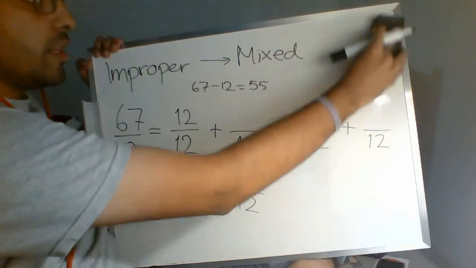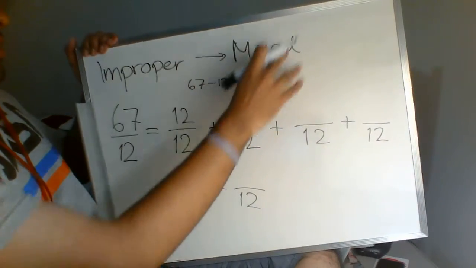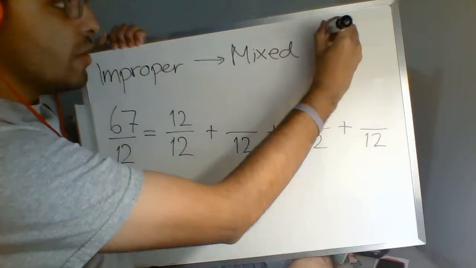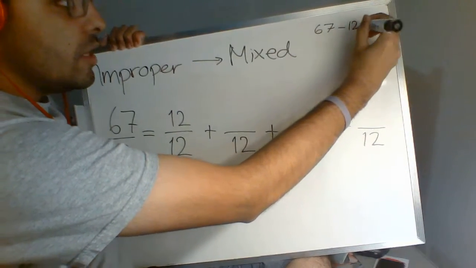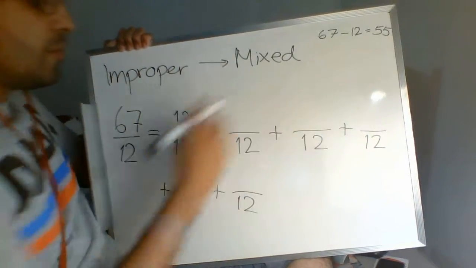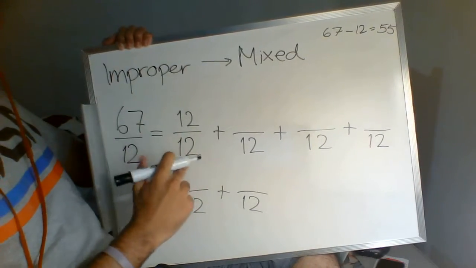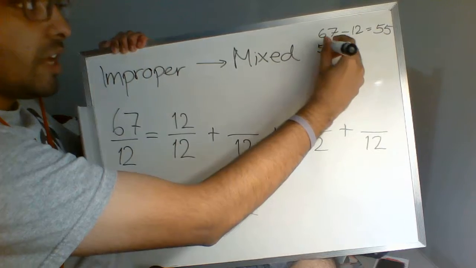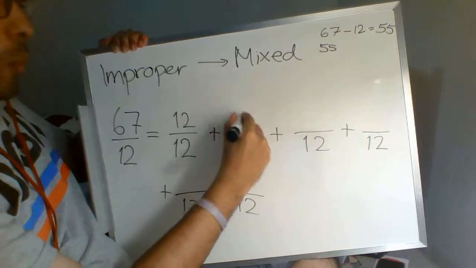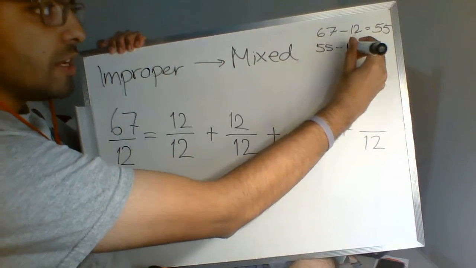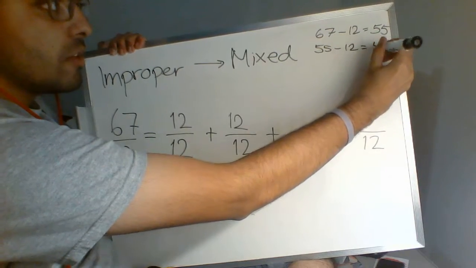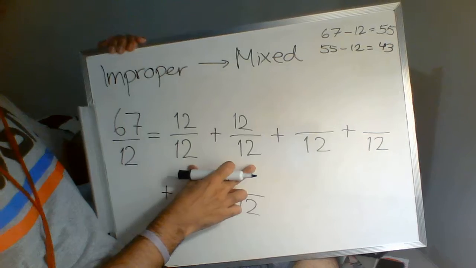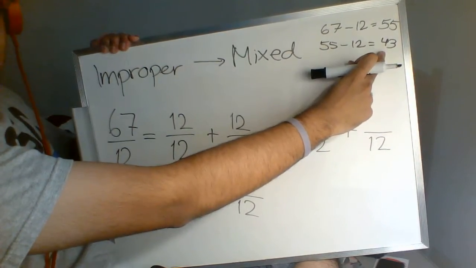I'm going to get rid of those up there, because I might need to use every inch of free space. So we've got 67 minus 12 equals 55. So after we've made this one whole over here, we're still left with 55 twelfths. Well, I could take another 12 out of that, right? I'm going to put that 12 over here. 55 minus 12 is going to leave us with 43. So at this point, we've made 2 wholes, and we still have 43 slices of pizza.